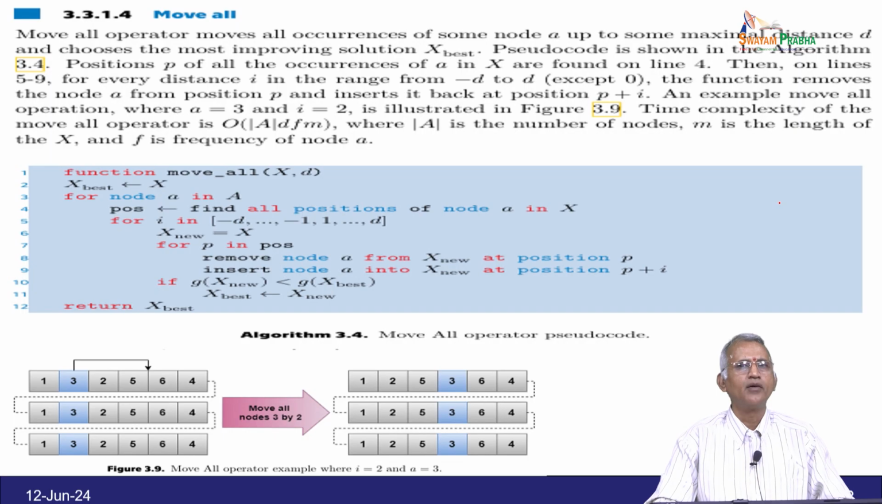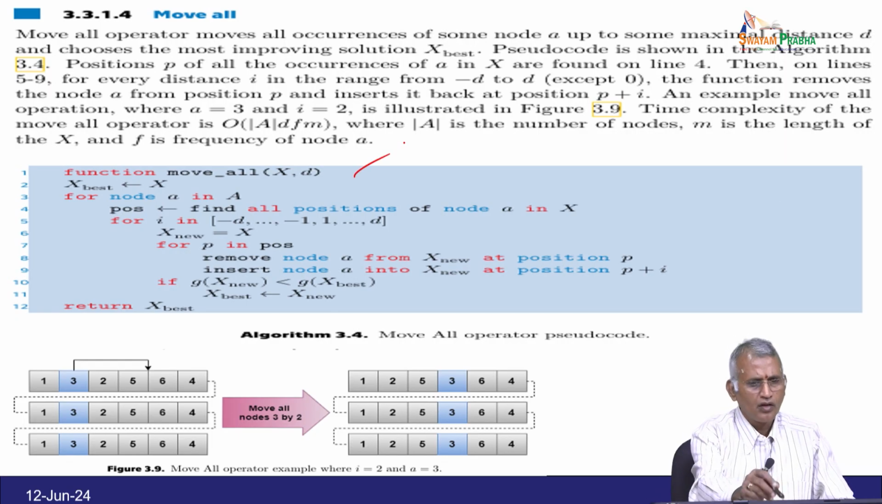The complexity of the move all operator is order of cardinality of A times d times F times m, where the modulus of A is the number of nodes, m is the length of x, and F is the frequency of node A. So, this is the move all operator pseudocode.